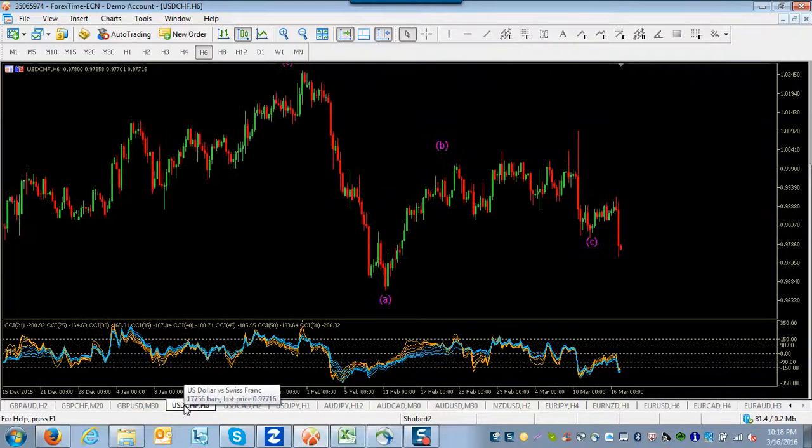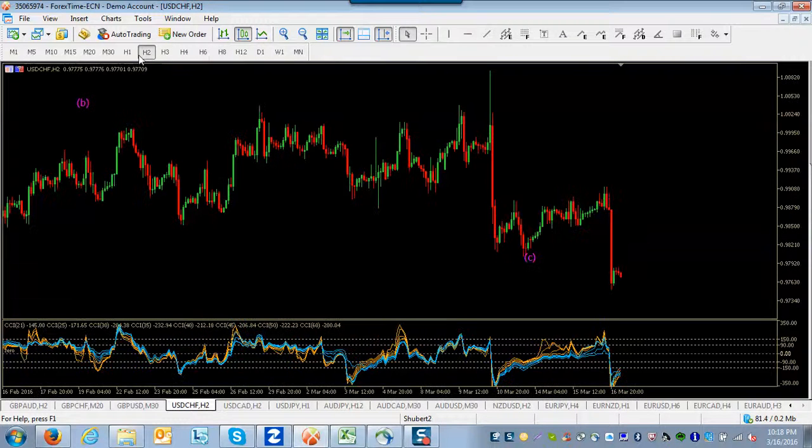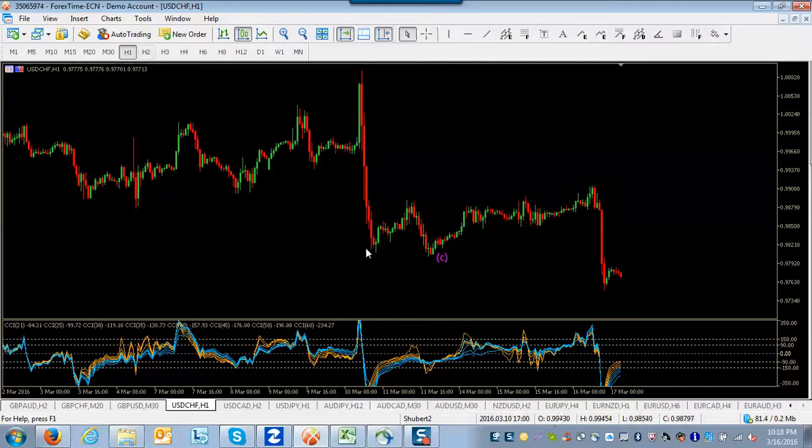So let's see, just going over to U.S. Swiss. It was pretty easy to see today that we had this big move down, and that this was a correction up. It's just a kind of textbook correction. Sharp move down, and then just kind of sloppy sideways correction.